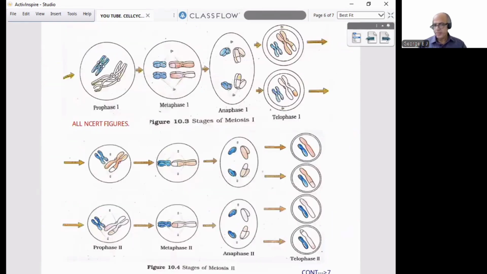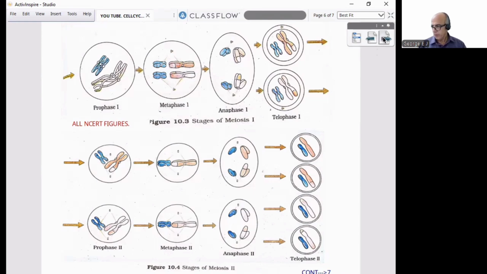Then comes the NCERT diagram, clear diagrams you can find. Bivalents, all this you can find here. Then 2 cells will be formed, with each chromosome having the double amount of DNA. All NCERT figures. Then meiosis 2. The 2 cells are shown here. Like in mitosis, finally we'll be getting 4 haploid cells. I think it is clear.